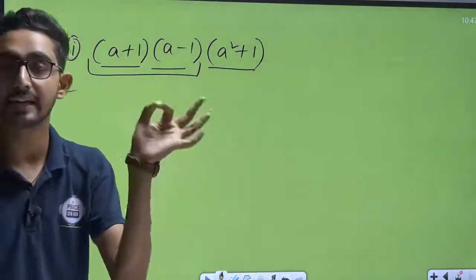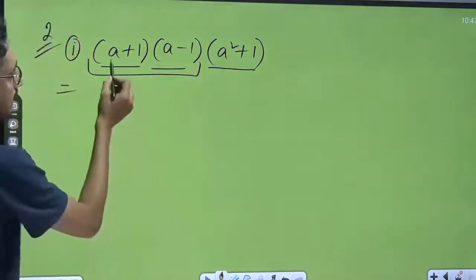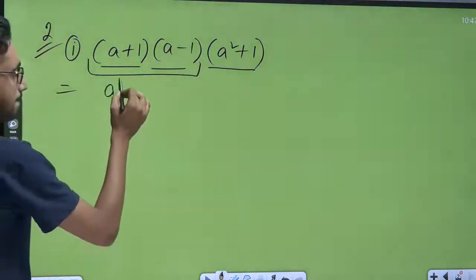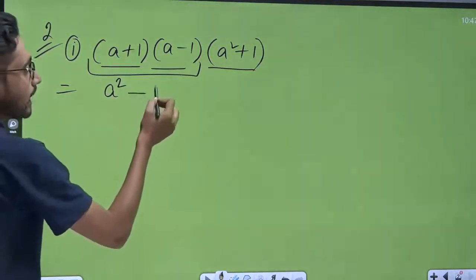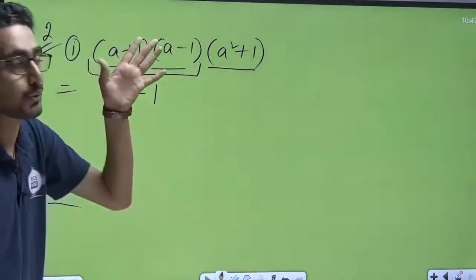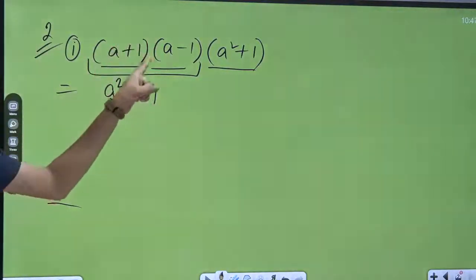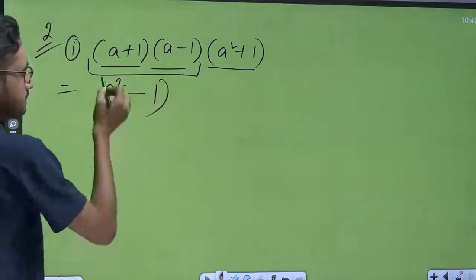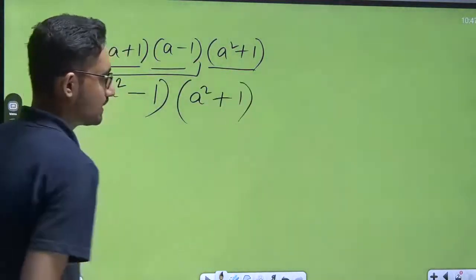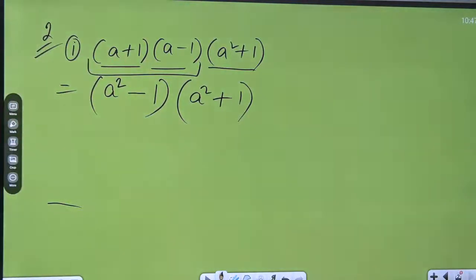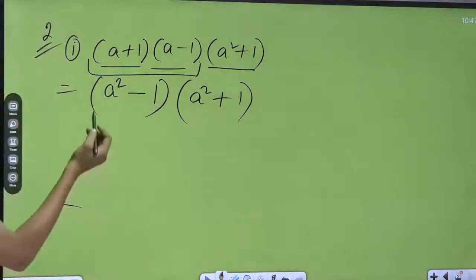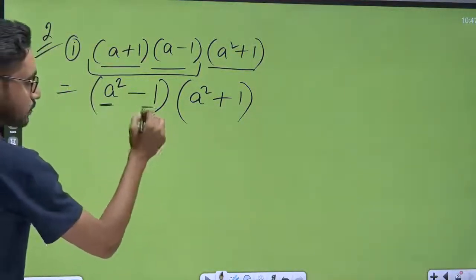Obviously, if you observe properly, these two factors in front of you will make one formula. Which formula? A plus B and A minus B. Yes or no? Look, this A plus B, A minus B is being formed. We can say A square minus 1 square, and we know 1 square is equal to 1 only. Yes or no? A square minus 1 square, and give a bracket, and here A square plus 1.